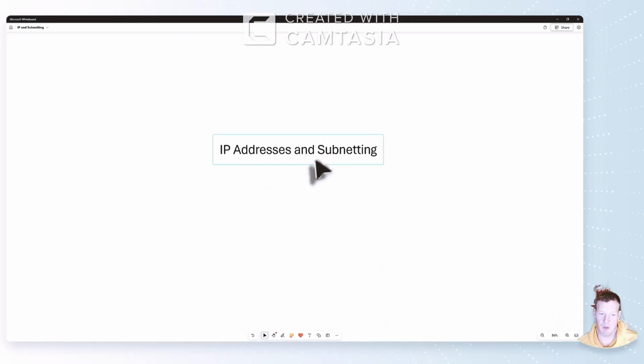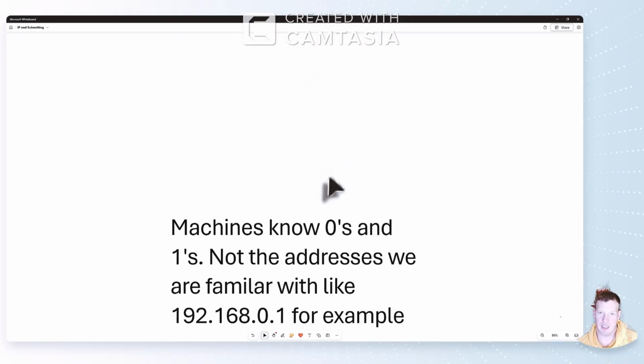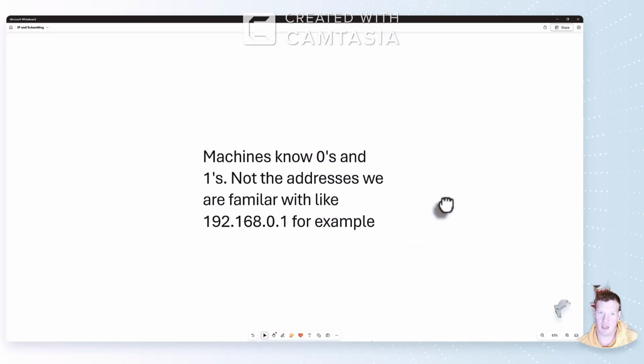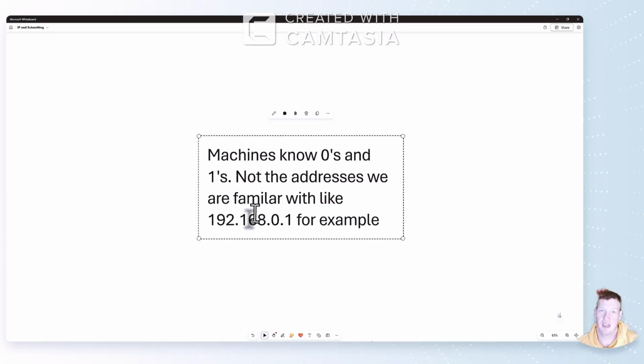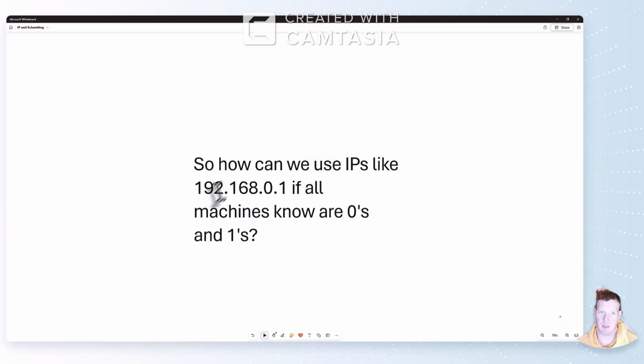We're going to talk about IP addresses and subnetting, as I mentioned, and we're going to start by stating that machines only know zeros and ones. So when we're talking about IP addresses and you see something like 192.168.0.1, both the client and the server really have no idea what that is. So how can we use IPs like 192.168.0.1 if all it knows are 0s and 1s?